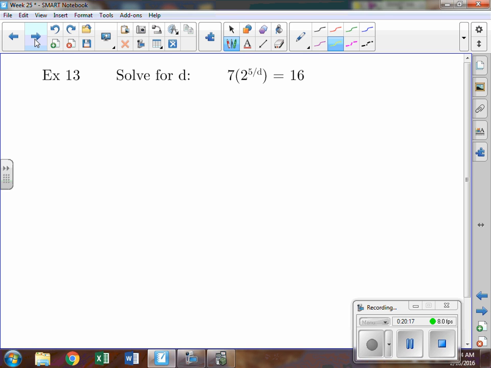So tell me what we need to do. Well, what you're going to do is, that's 7. Okay, dividing by 7, as Ryan told us, gives us 2 to the 5 over d equals 16 over 7. Then what? Then you could take the log. Our next step is to take the logarithm.